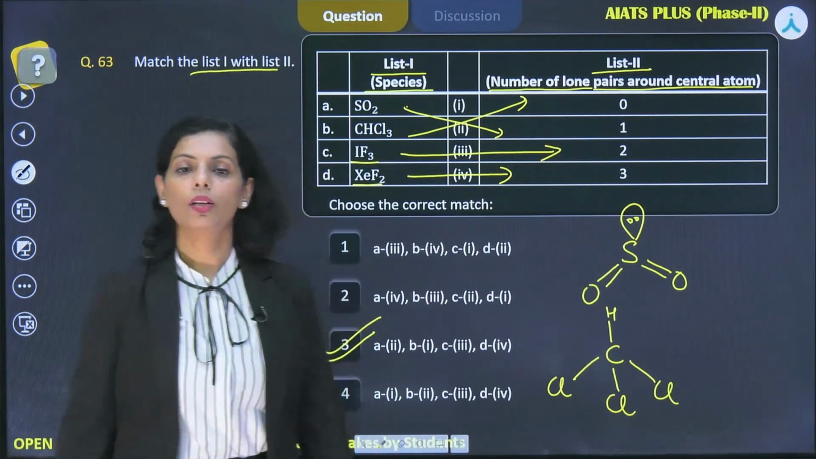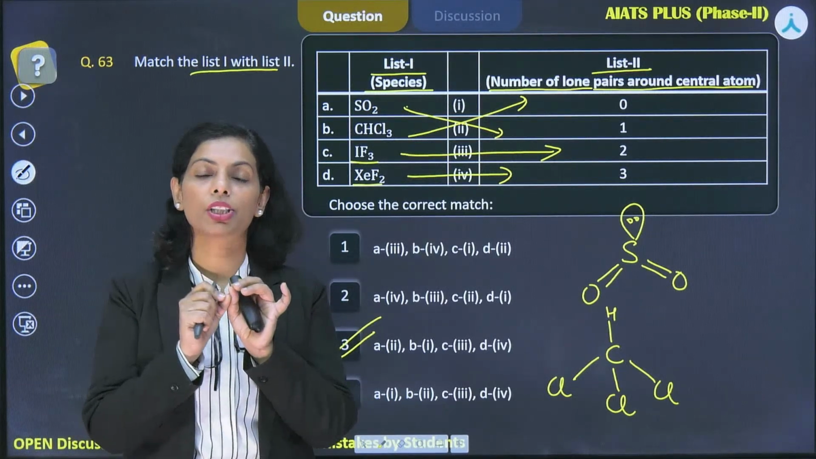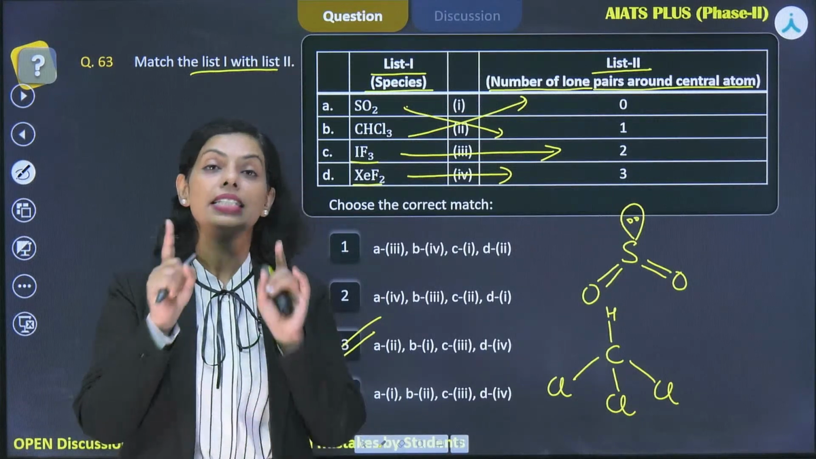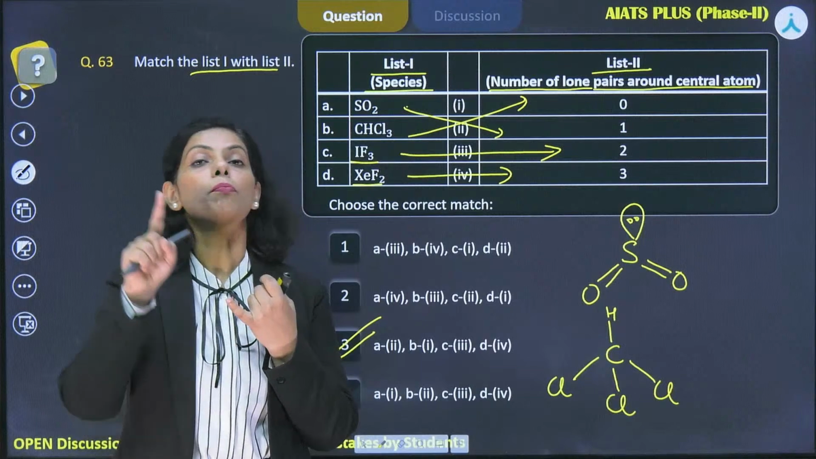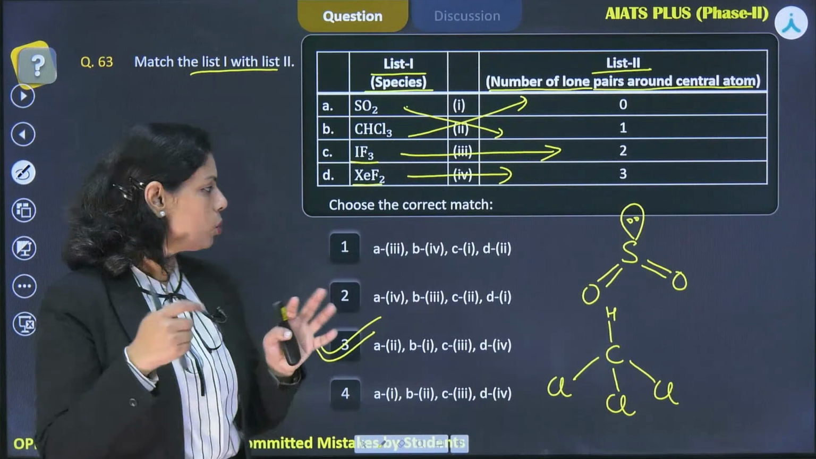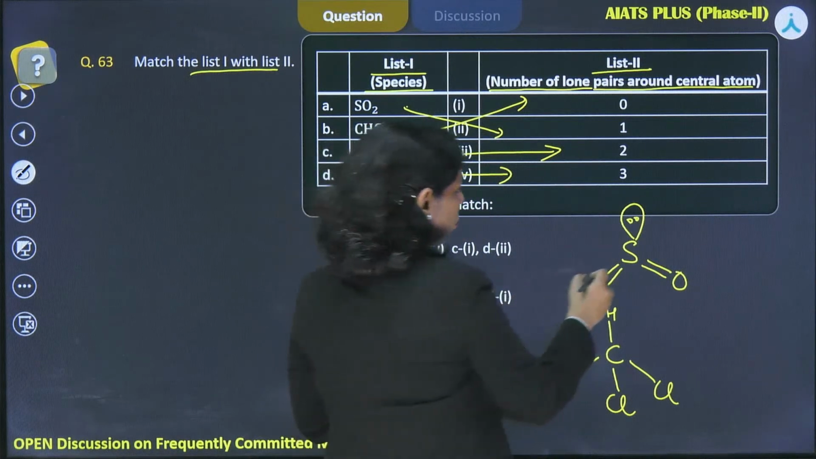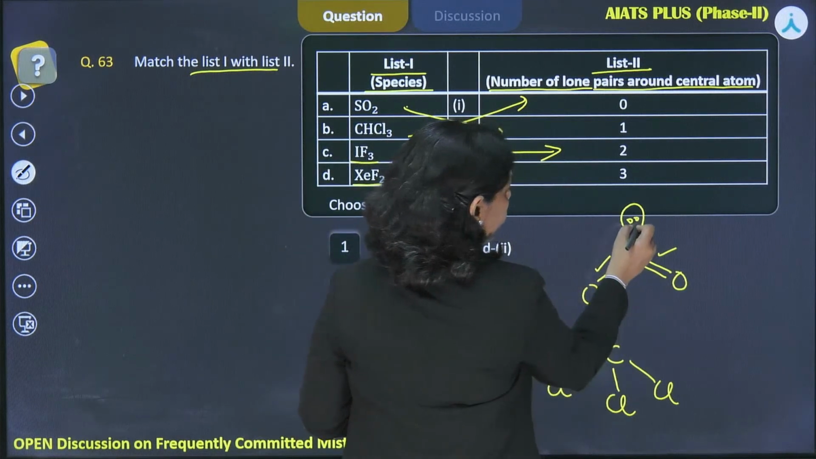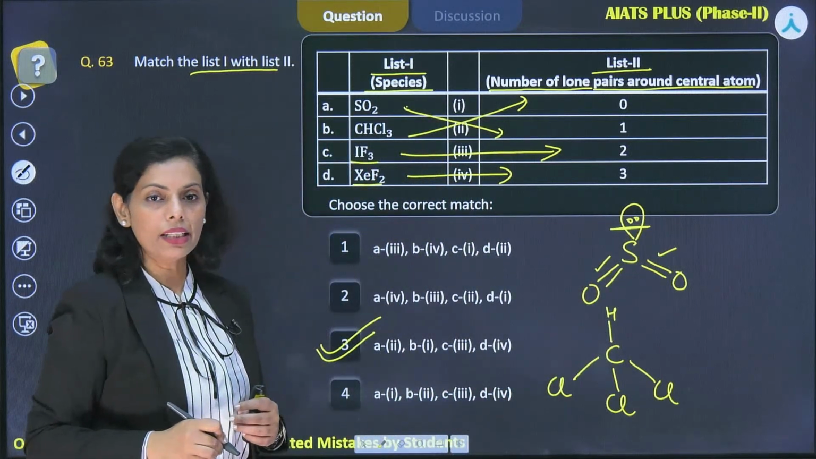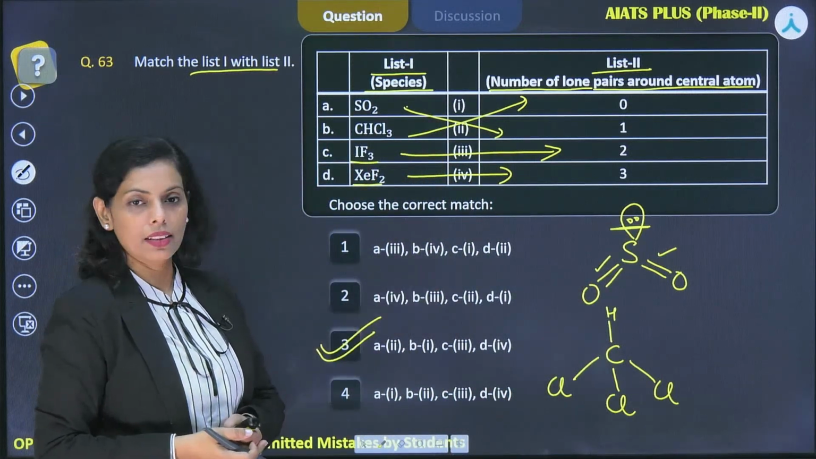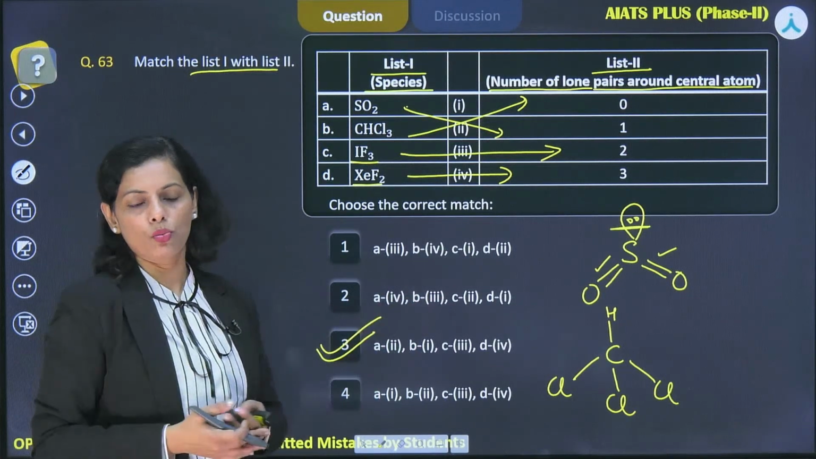Clear? So, how to find out hybridization? For finding out hybridization, just look at the steric number. Steric number is the total number of sigma bonds plus lone pairs, right? Suppose someone asks you what is the hybridization of SO2? So, sigma bonds 1, 2 and the lone pair 1 on SO2, right? So the steric number is 3 and if it is so, sp2.